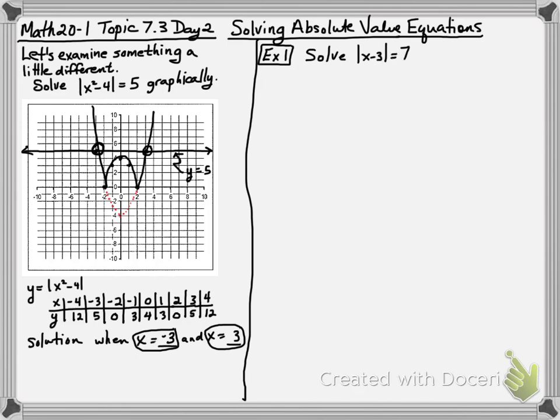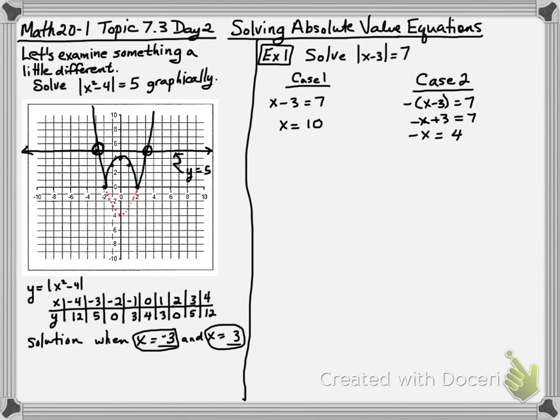In example 1, we're going to solve the absolute value of x minus 3 is equal to 7. Case 1 is the positive. x minus 3 is equal to 7. So x will equal 10 over on that side. Case 2, we got the negative of x minus 3 is equal to 7, which means negative x plus 3 is 7. So negative x is going to equal 4. So x will equal negative 4.